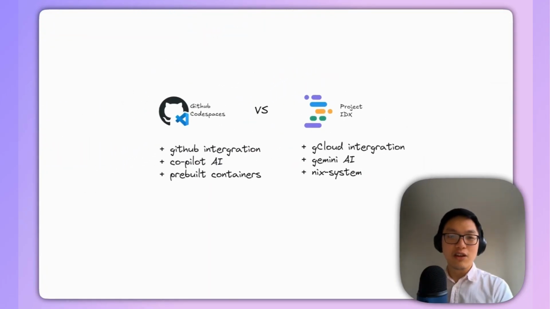So if I'm a complete beginner and I wanted to choose a place where I can learn to code, probably from the software development side, either GitHub Codespaces or IDX would be nice. So these are the pros for each.